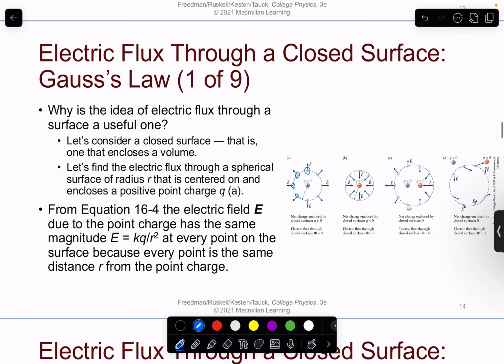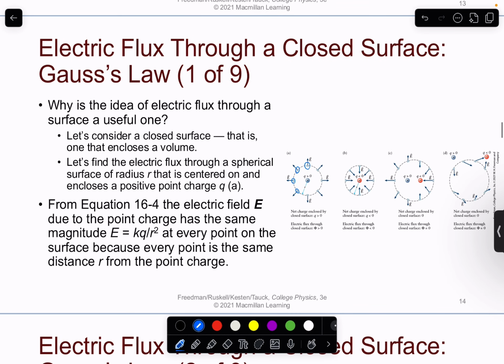So now let's talk about an electric flux through a closed surface. Instead of it being a flat rectangle, we're going to use a surface that is completely closed, in this case a sphere, right? A spherical shell is a completely closed-in surface, so it encloses a volume. That's how you have a closed surface: if the surface completely encloses a 3D volume, okay?